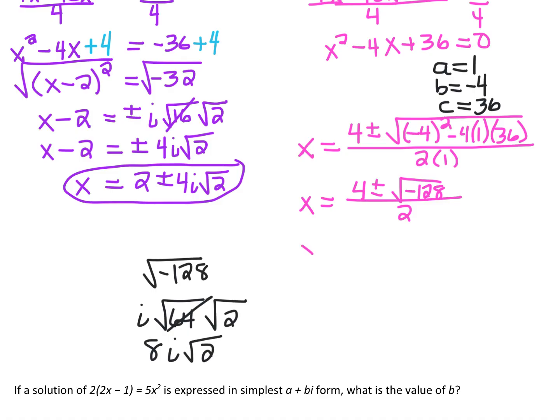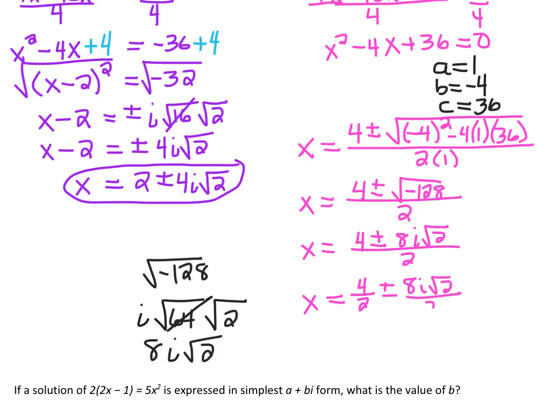Okay, so let's go back to our problem here. So x equals 4 plus and minus. We're going to replace that radical negative 128 with 8i radical 2. Okay, we have that whole thing over 2. All right, so now let's split this up into a plus and minus, so a plus bi form, and then we'll simplify. So we'll have x equals 4 over 2 plus and minus 8i radical 2 over 2.